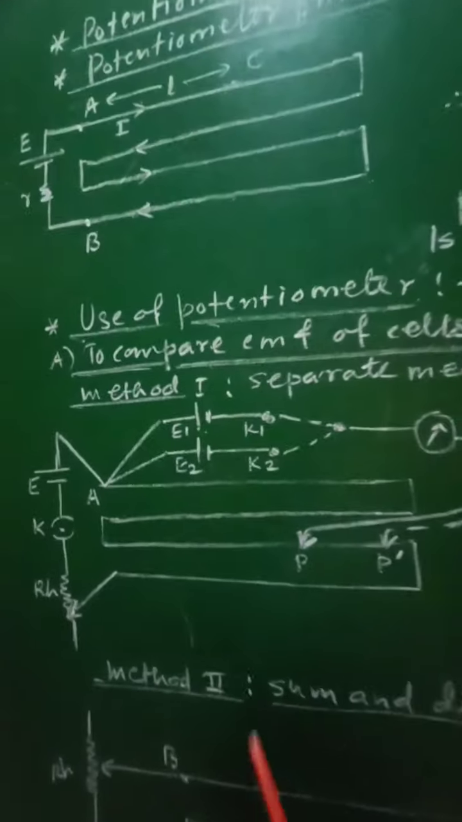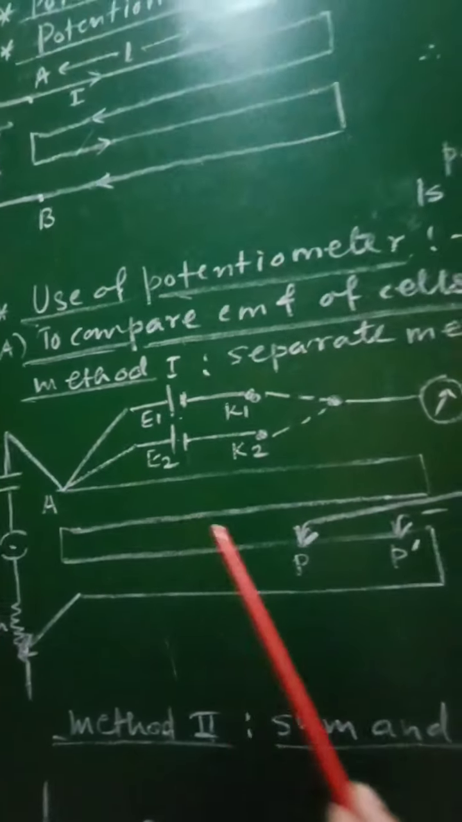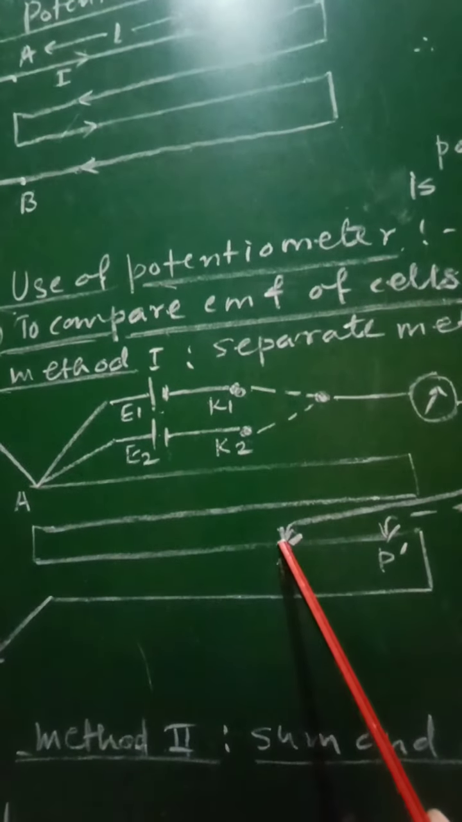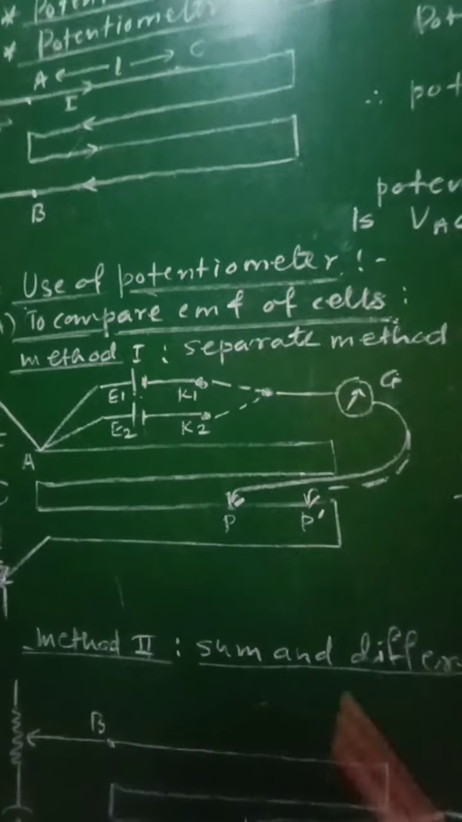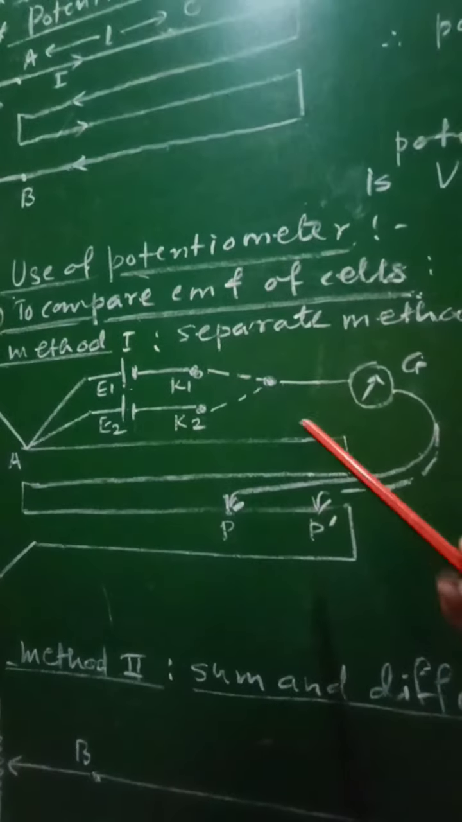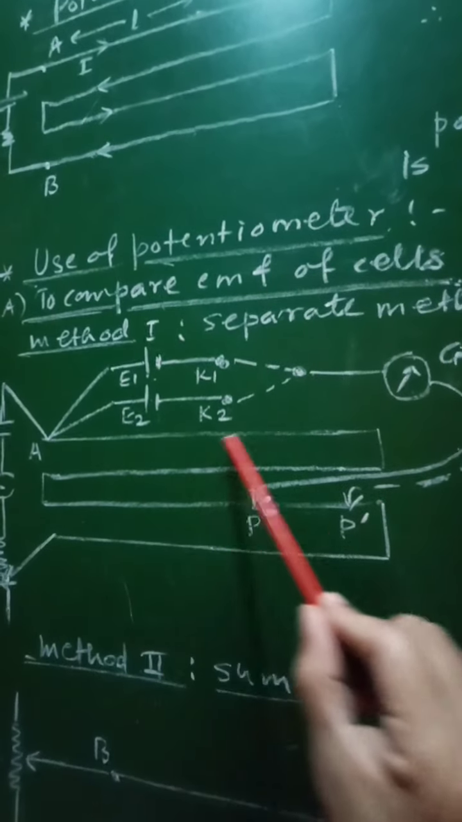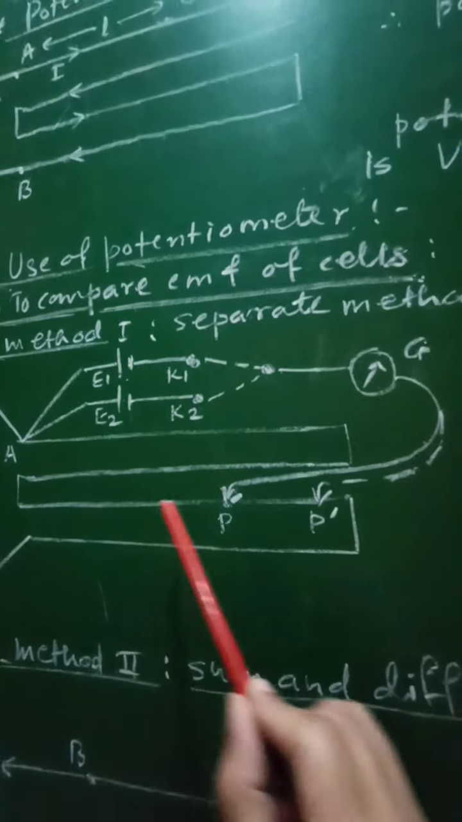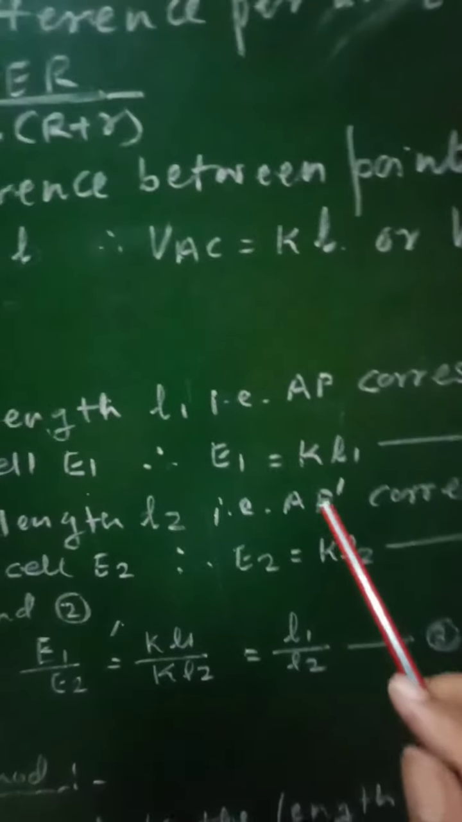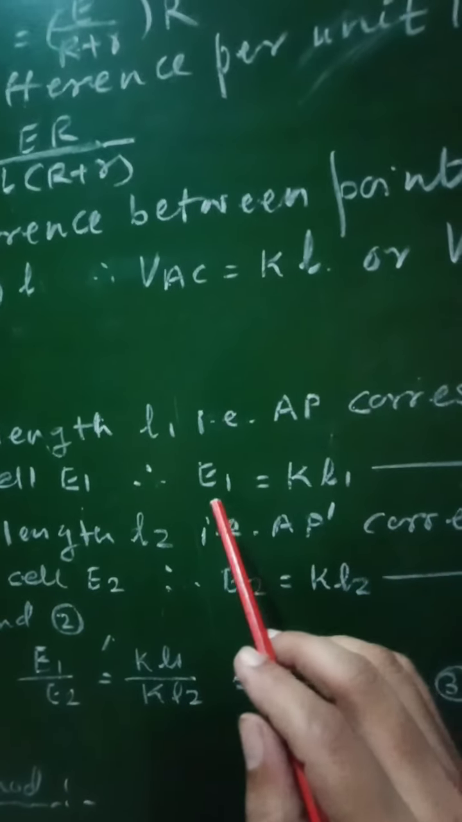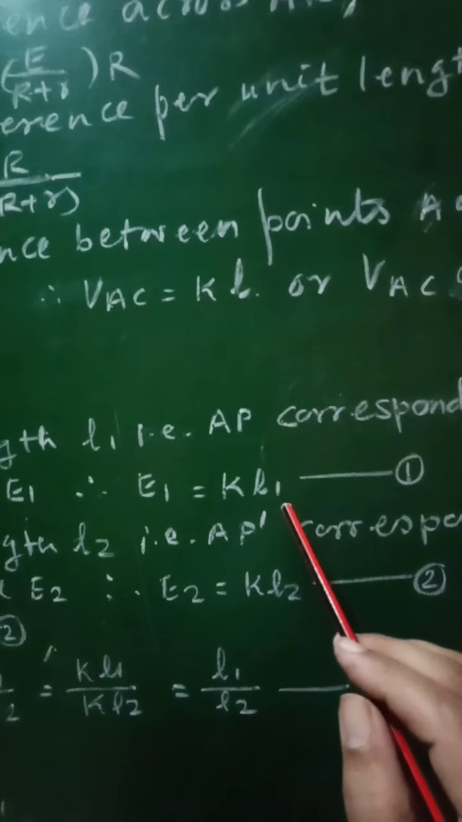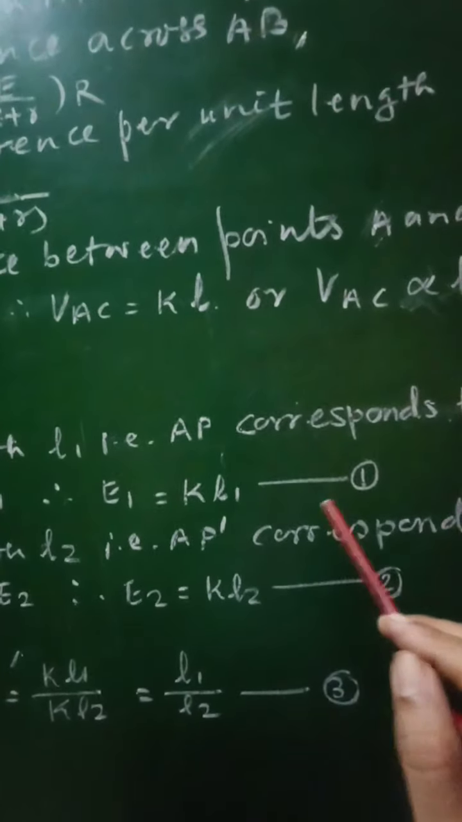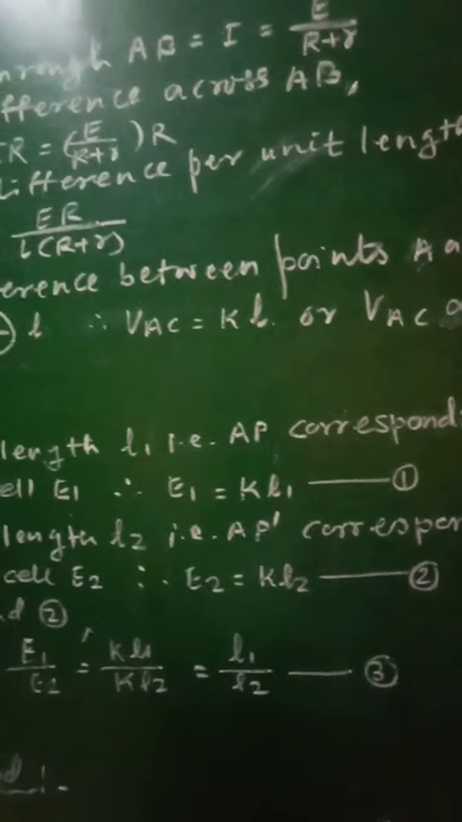because in this case point P we will get as null point, because the point A and point P will be the equipotential points, or here the EMF of cell E1 will balance the potential difference across the length of the wire AP or L1, and therefore we can write EMF of the cell E1 equal to K into L1 as per the working principle of potentiometer, equation number 1.